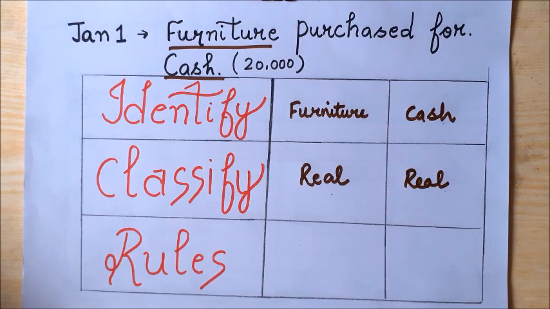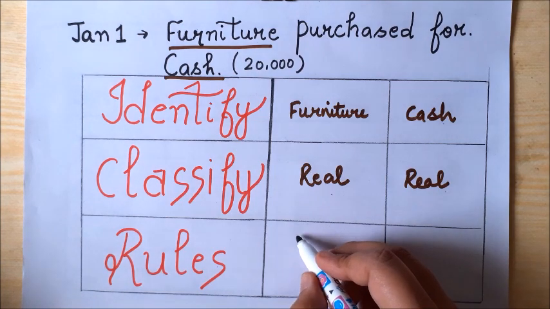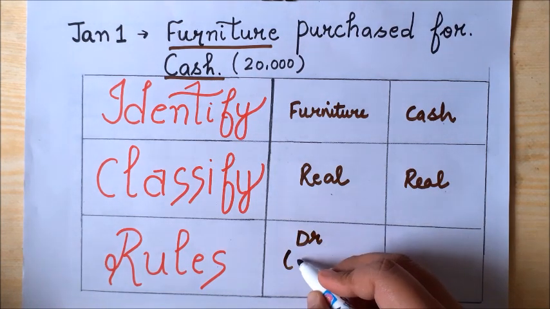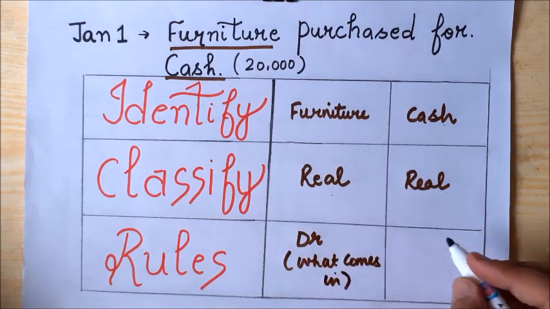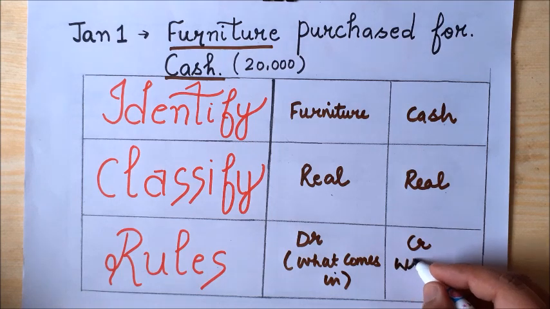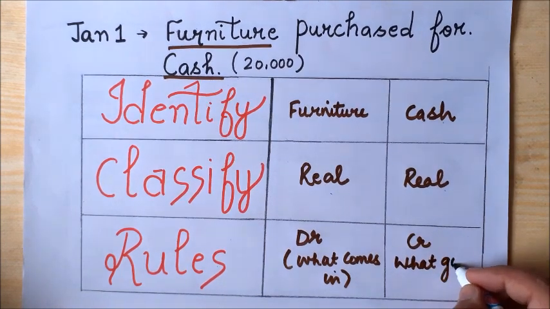The third step is that we will apply the rules of accounting. So in real account, we will debit what comes in and credit what goes out. So furniture is coming in the business, we will debit, that is what comes in. Cash is going out, so we will credit, that is what goes out.